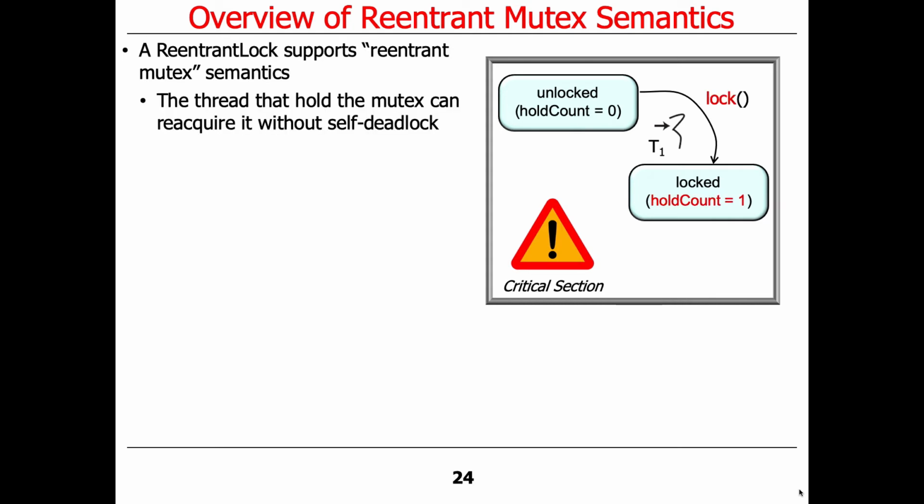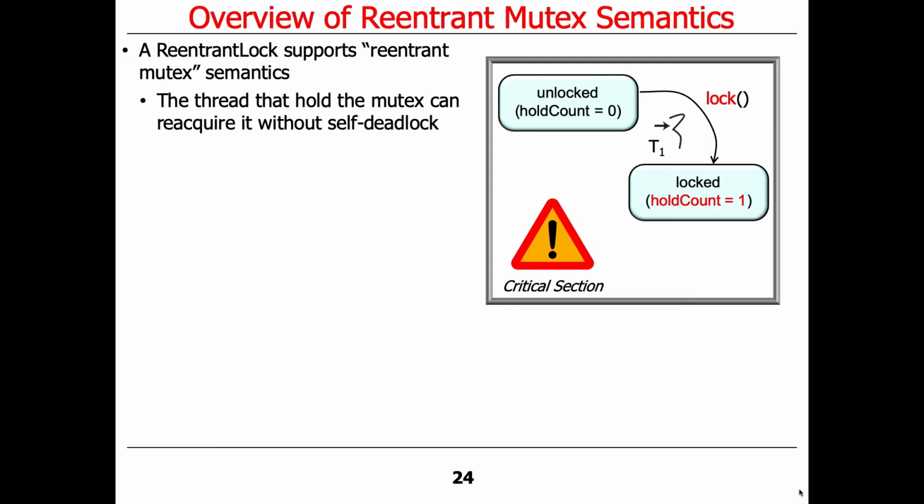So the way this works is if you're a thread that owns a lock, and you come back around again and try to reacquire the lock, it will simply increment a count by 1 rather than deadlocking on itself, whereas a non-recursive or a non-reentrant lock would deadlock on itself.